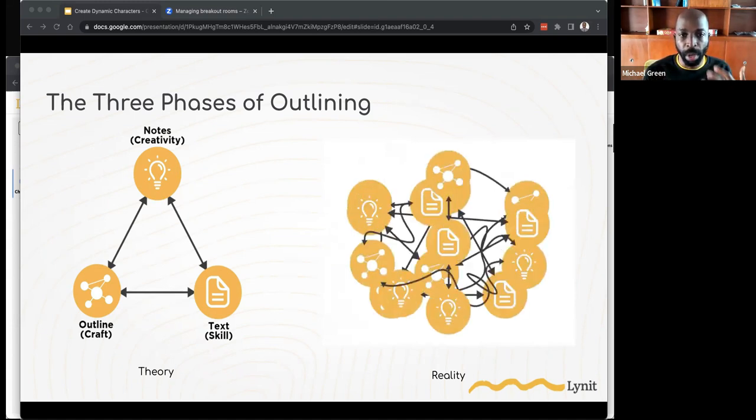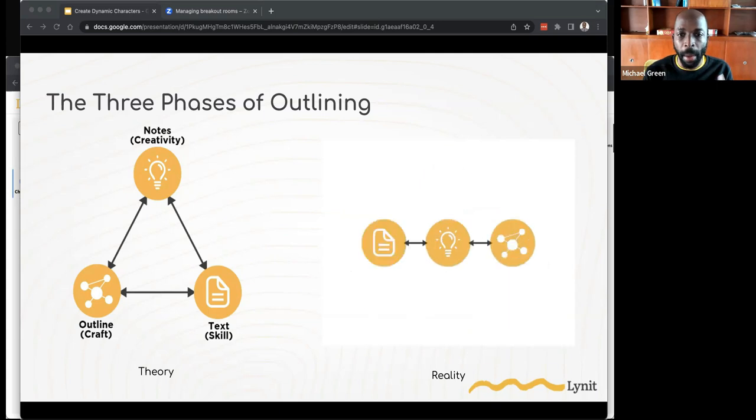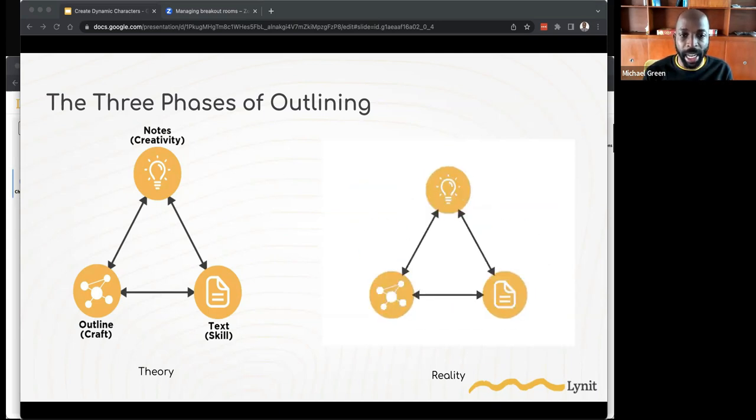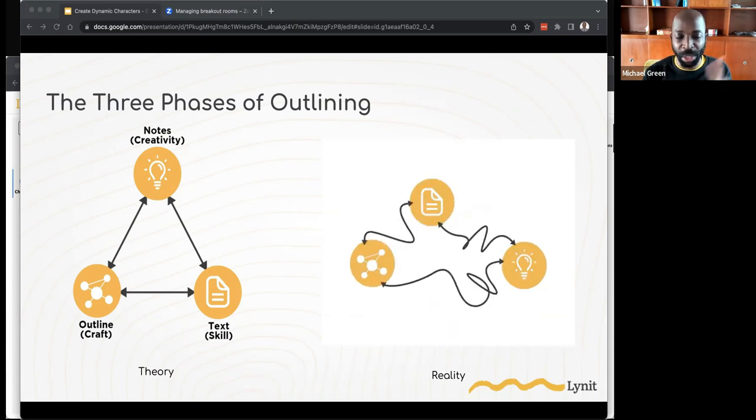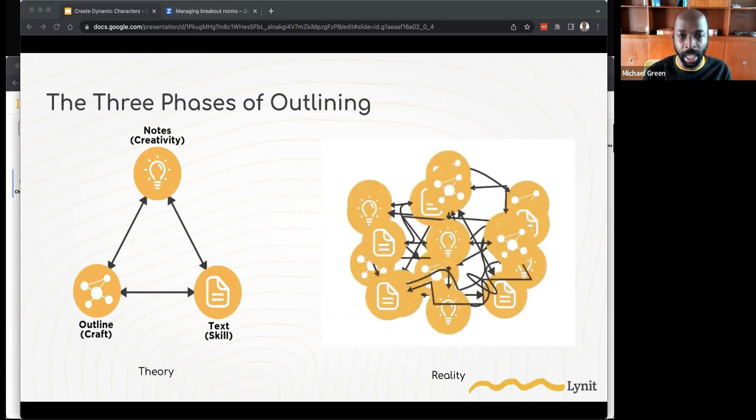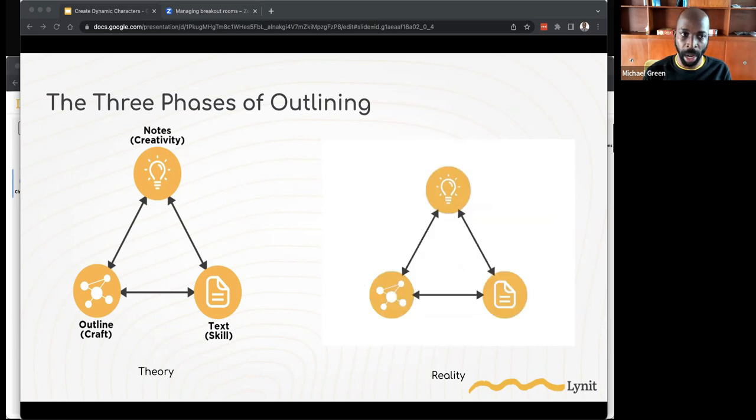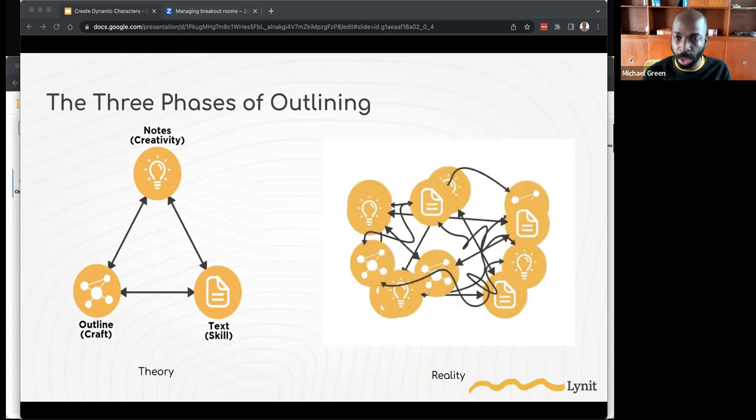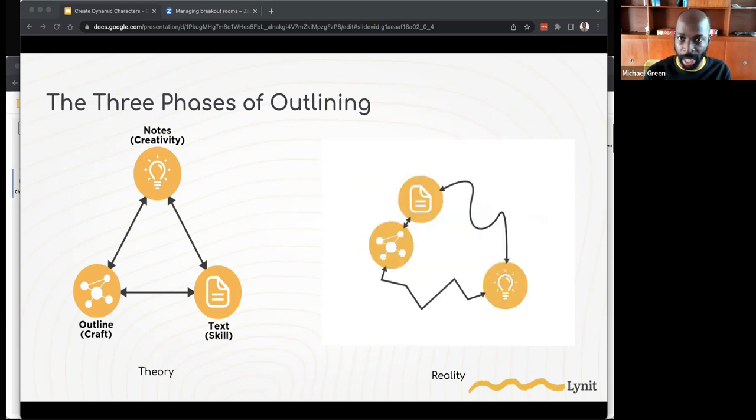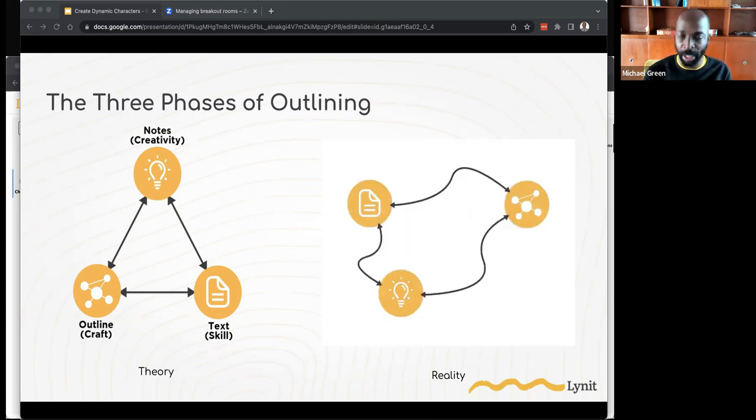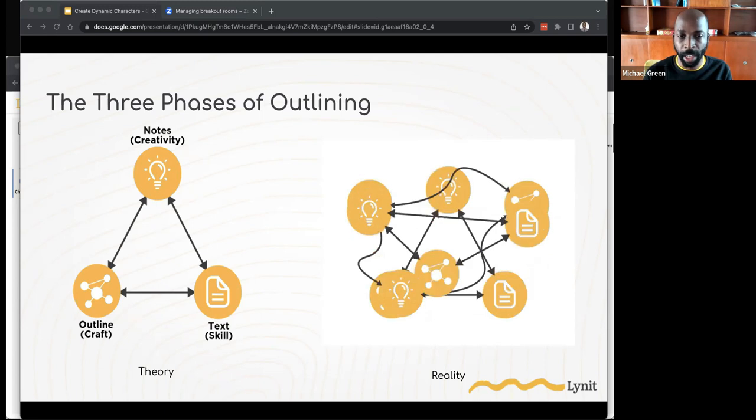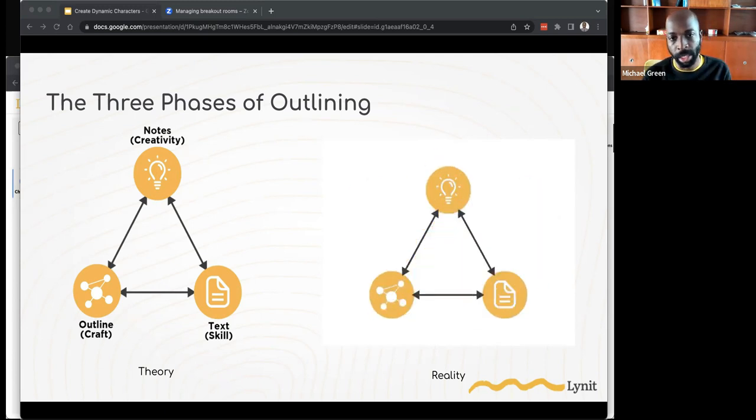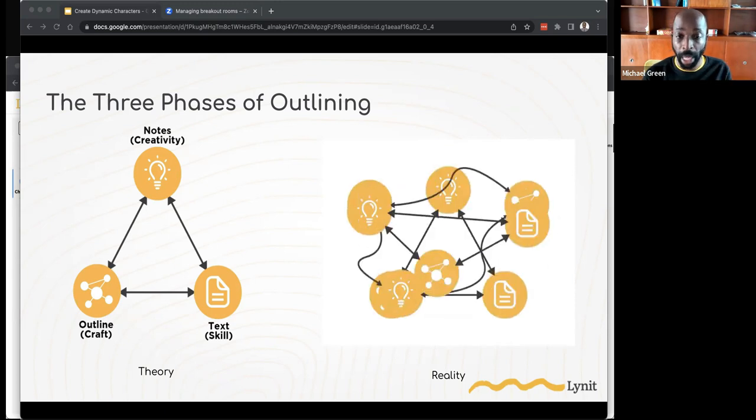But the important part to recognize here is that because outlining is a complex process, if there are any issues in going between these three different areas, it's going to show up in your work. If there are any barriers or any friction in going from your notes to your outline, from your outline to your text, back to your notes, and so on, it's going to affect your work. So this is really where the tooling and the process you use come into play.